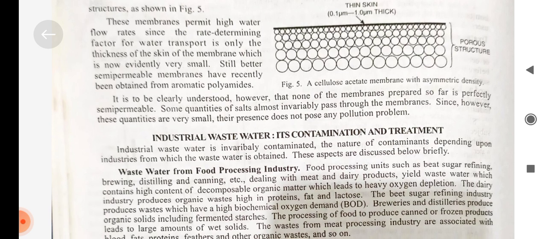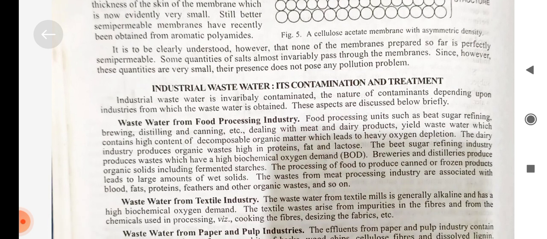These membranes permit high water flow rates since the rate-determining factor for water transport is only the thickness of the skin of the membrane, which is now very small. Still better semi-permeable membranes have recently been obtained from aromatic polyamides. It is to be clearly understood, however, that none of the membranes prepared so far is perfectly semi-permeable. Some quantities of salt almost invariably pass through the membrane. Since these quantities are very small, their presence does not pose any pollution problem.